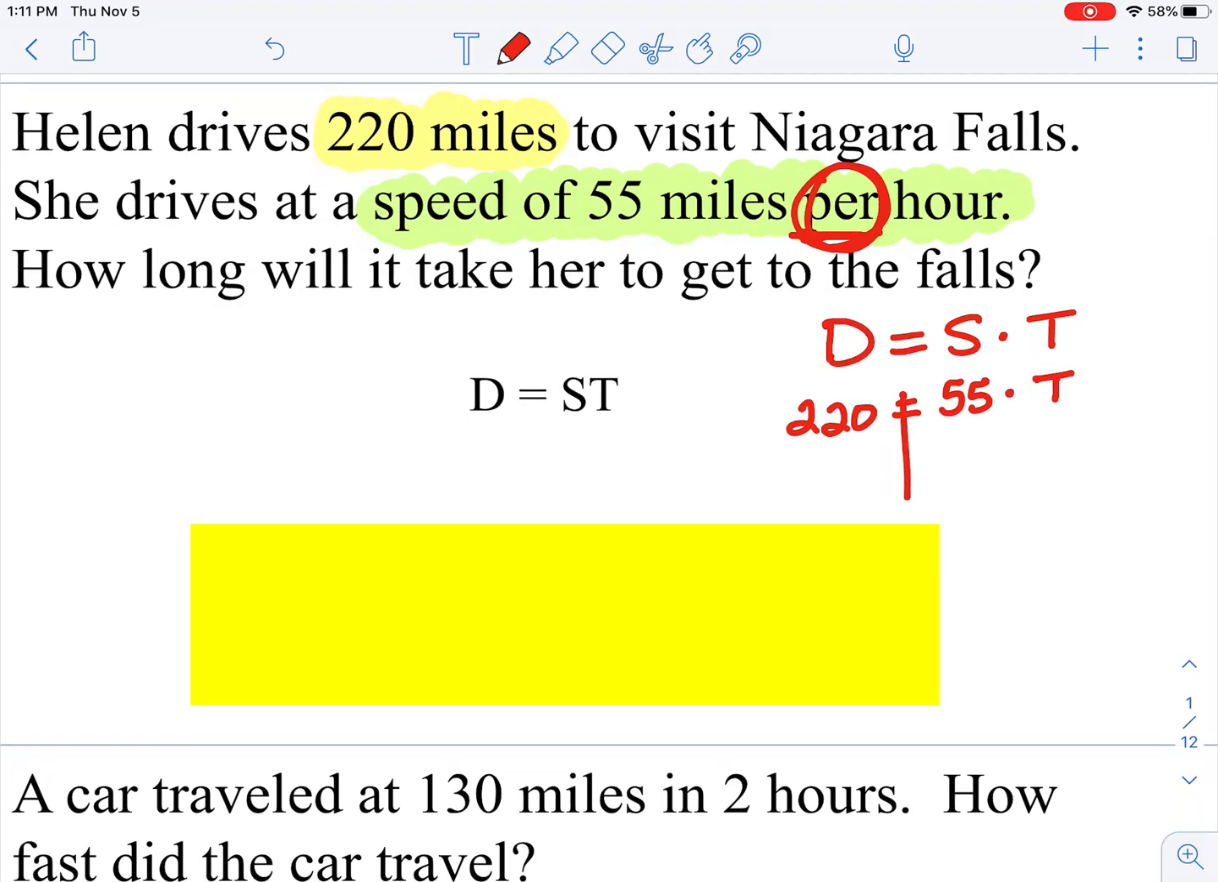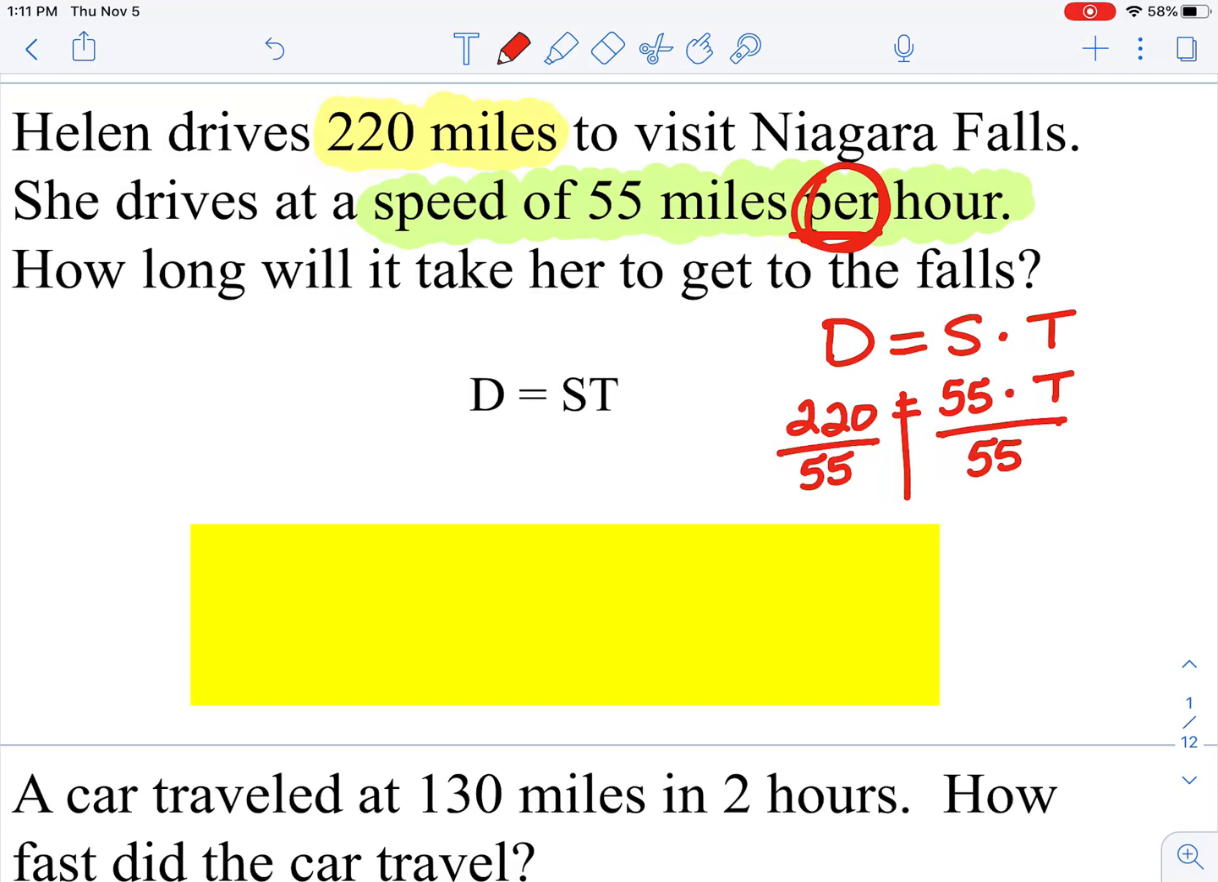So I have a multiplication equation. I want to solve for T. So I want to isolate the T. I want to get the T by itself on the right side of the equation. To do that, I do the opposite. The opposite of multiplying by 55 is to divide by 55. And we know whatever we do to one side of the equation, we must do to the other. So I must also divide the left side by 55.